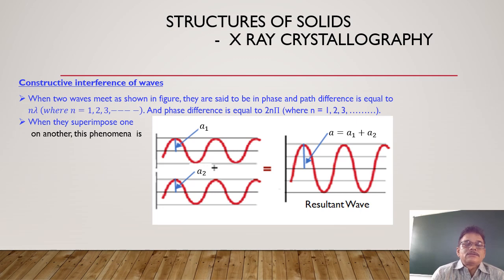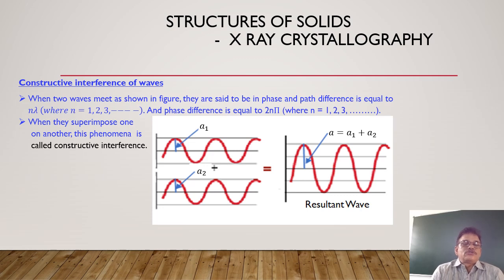So in constructive interference, the path difference should be n lambda, where n is equal to 1, 2, 3, etc. Lambda is the wavelength. And the phase difference between the two waves should be 2n pi. Lambda corresponds to 2 pi. Therefore, n into 2 pi or 2n pi, where n is equal to 1, 2, 3.